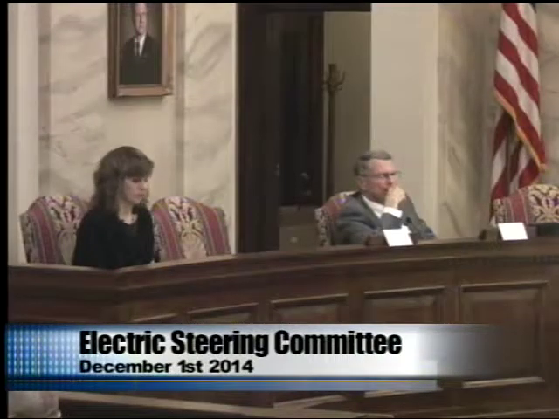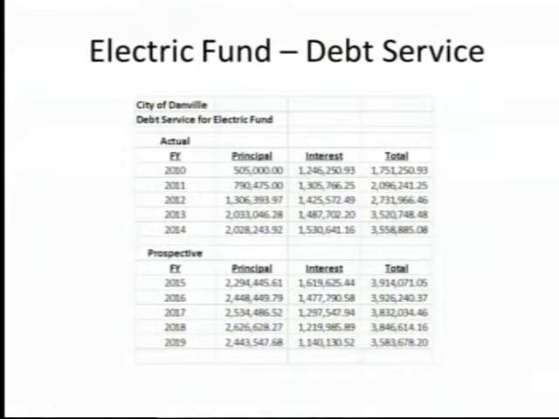Jason? The next question that came up was the electric fund debt service, and it should be the next sheet in your packet. It shows you the past 5 years of principal and interest, as well as what we think the next 5 years look like. These are just based on our 5-year capital plan. Any questions on the debt service?